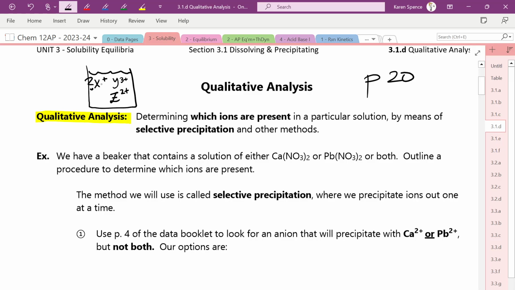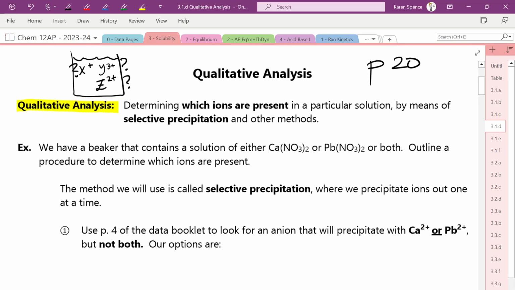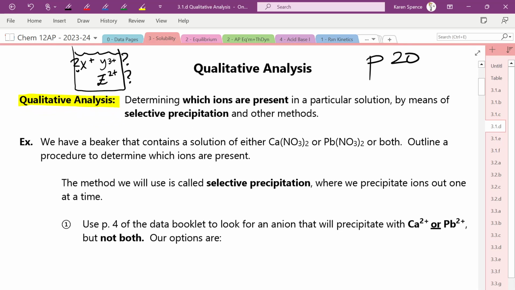Is X in there? Is Y in there? Is Z in there? Okay, so we're going to consider a beaker. In this particular case, it contains either calcium 2+, or lead 2+, or both.